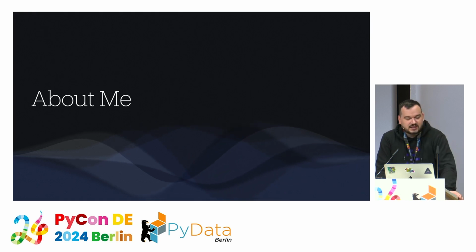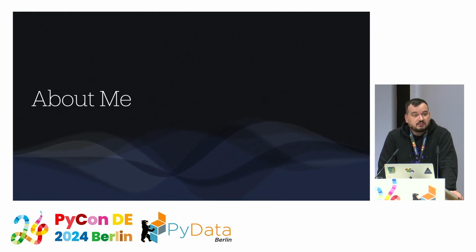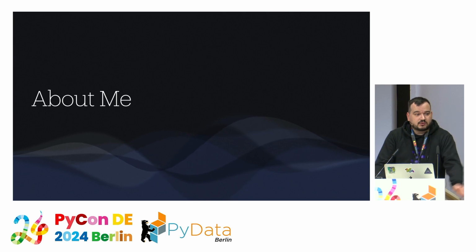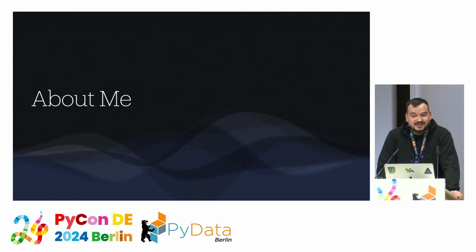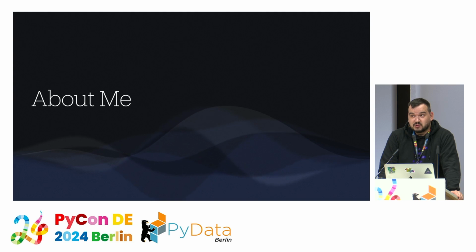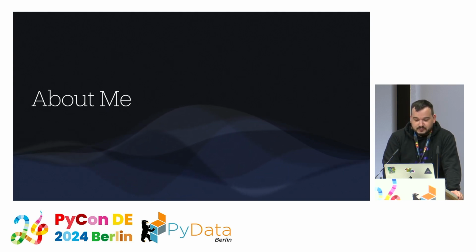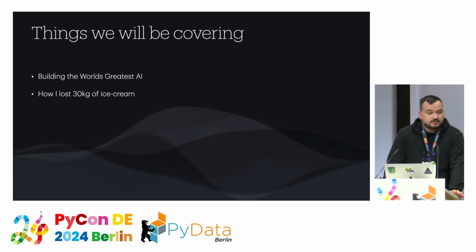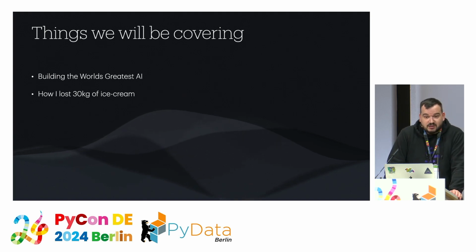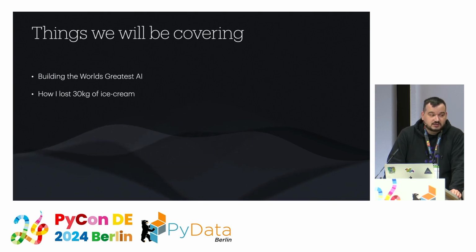As the introduction said, I mostly work with ML ops, and I've been working with Python for the last 9 years. And luckily, I didn't have to deal with async programming up until 2 or 3 months ago, so I'm pretty new at this stuff. During this talk, I'll be presenting how to create the coolest and smartest AI ever. And also, I'll be sharing my experience of how I lost a bunch of ice cream because of the mistakes I made in async.